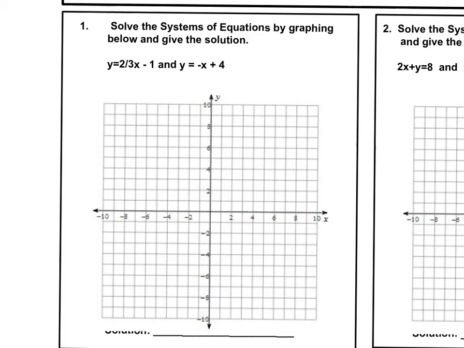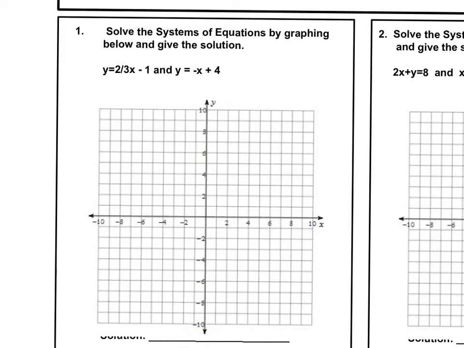Alright, on this first number 1, these are both in slope-intercept form. Remember, slope-intercept form is y equals mx plus b. The coefficient of x is your slope, and the constant is your y-intercept, where the line is going to cross the y-axis. We're going to graph the first one here. My y-intercept is -1, so I go to -1, and let's color this line red.